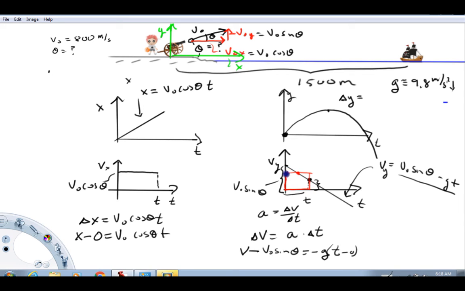So this distance is v sub o sine theta. This distance is described by this function, v sub o sine theta minus gt. So this height is the average of the two.